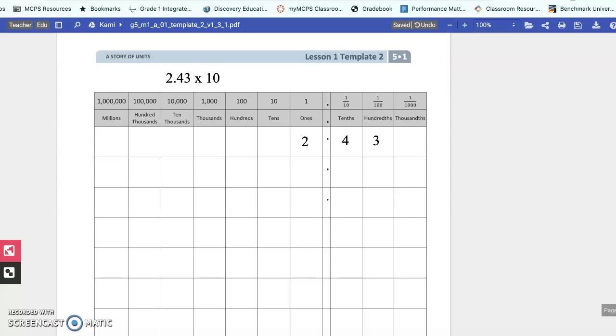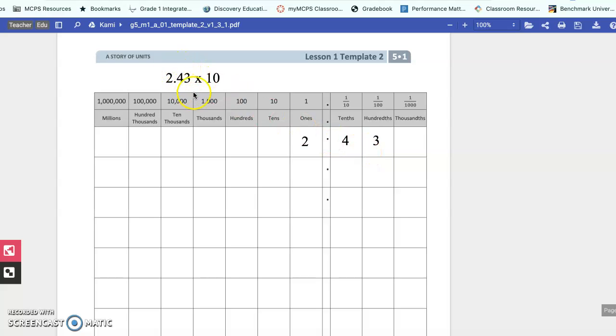Hi, fifth graders. We are going to use our place value chart to demonstrate our understanding of place value from the millions to the thousands. We are going to take numbers and multiply those numbers by multiples of 10 and divide those numbers by multiples of 10. So to start us off, I have the number 2 and 43 hundredths.